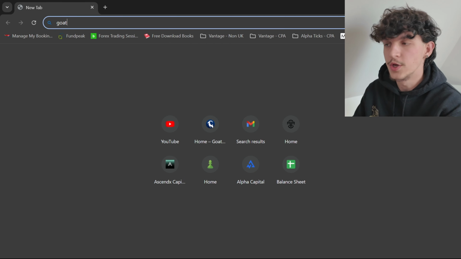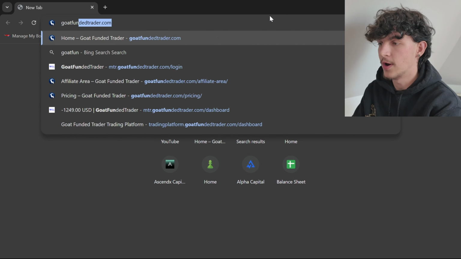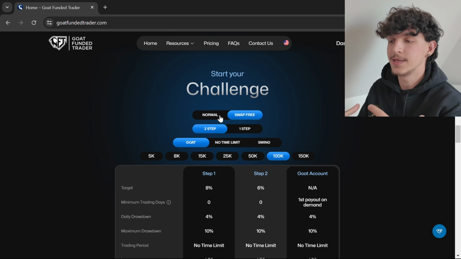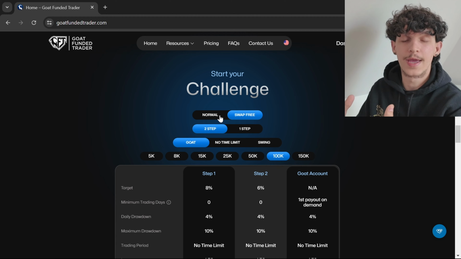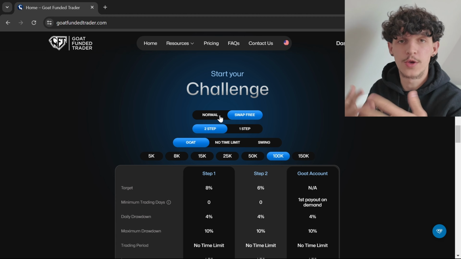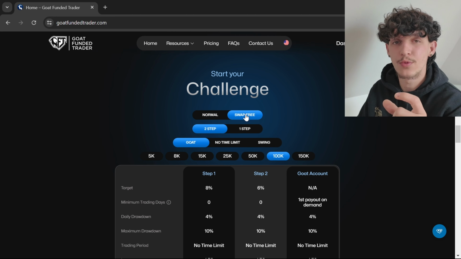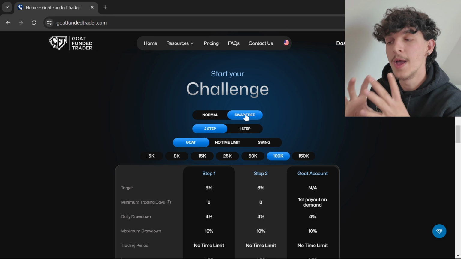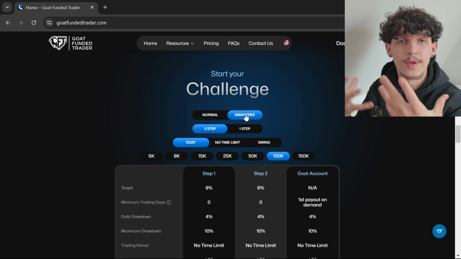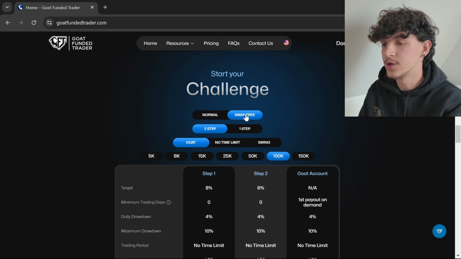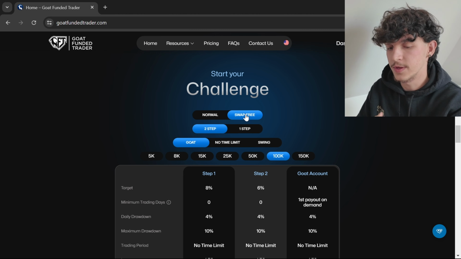So guys, the first thing that we're going to do is go on to the GOAT Funded Trader website. The first tab that we have to look for is normal or swap free. Basically what this means is you want to be trading normally and you have swaps. So swaps are basically where the markets roll over and you pay a fee for holding that position. Or we can use swap free, which is slightly more expensive, but it stops that cost from coming into play and we have to compensate for it. So for the people that want it easy and they want a simple challenge, I would go for swap free because you don't have to pay all these different fees.